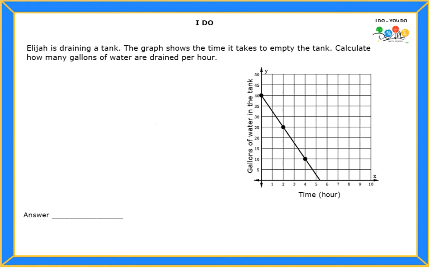Hello, students. Let's read the problem. And it says, Elijah is draining a tank. The graph shows the time it takes to empty the tank. Calculate how many gallons of water are drained per hour.